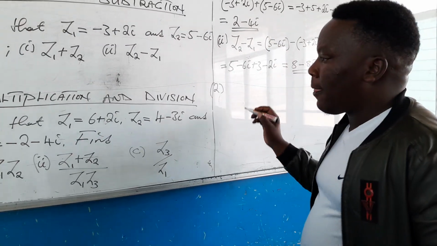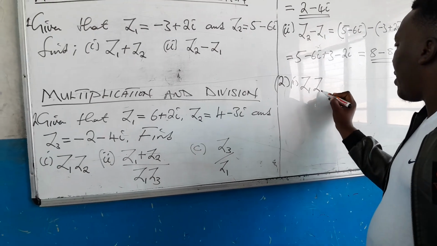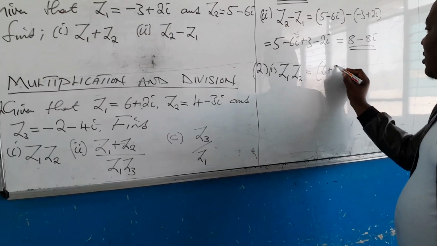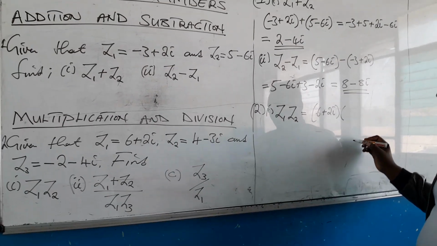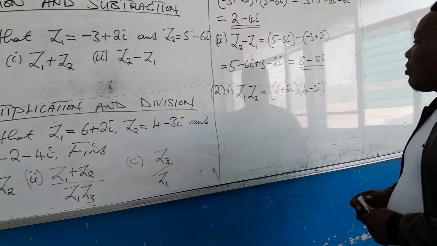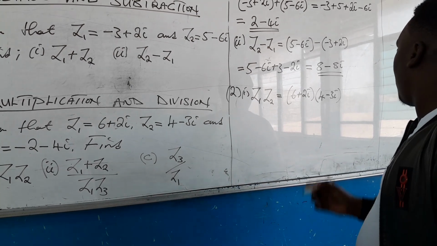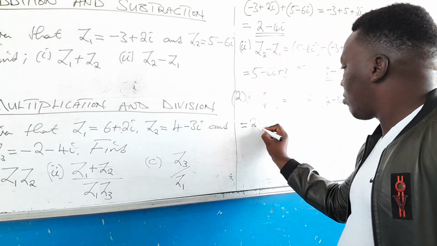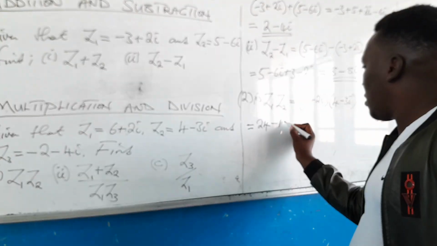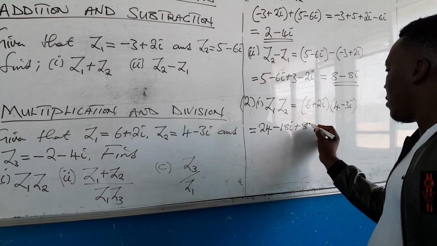So multiplication and division, we have number 1. Find Z1 multiplied by Z2. So our Z1 is 6 plus 2i multiplied by our Z2 which is 4 minus 3i. So multiplying this, we have 6 multiplied by 4, which is going to give us 24. Then 6 multiplied by negative 3i, which is going to give us negative 18i. Then 2i multiplied by 4, which is going to give us positive 8i.